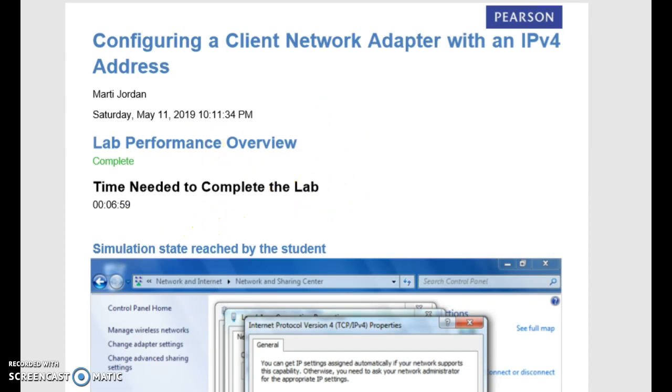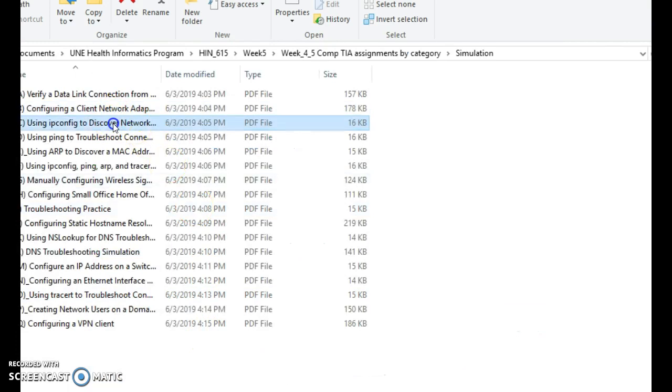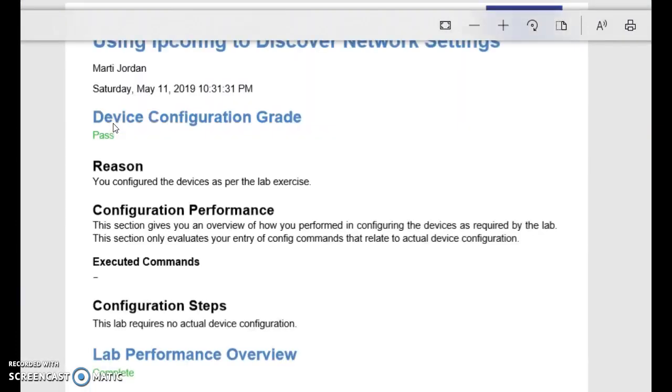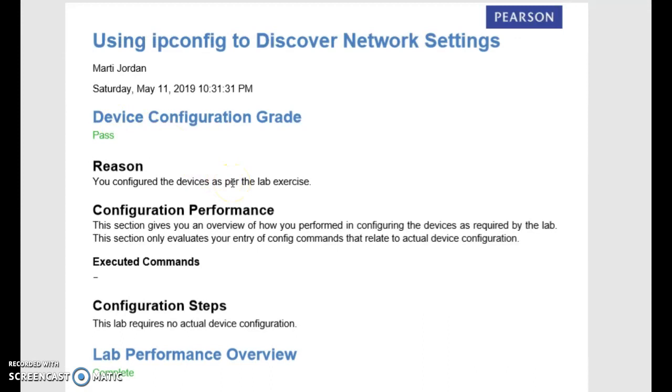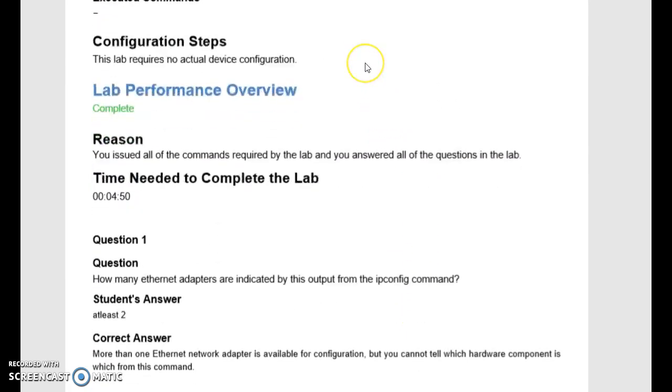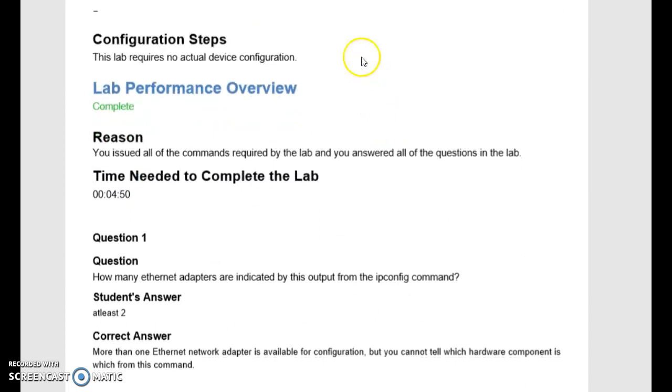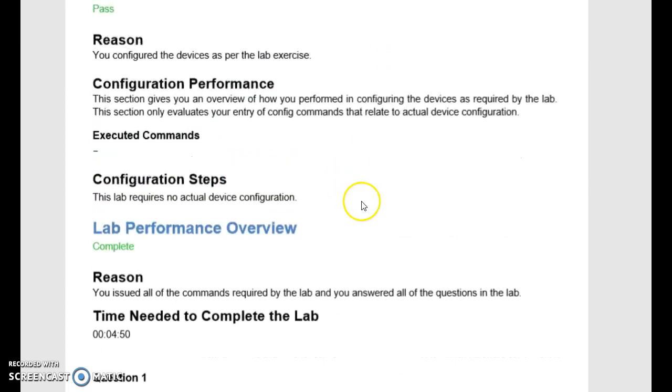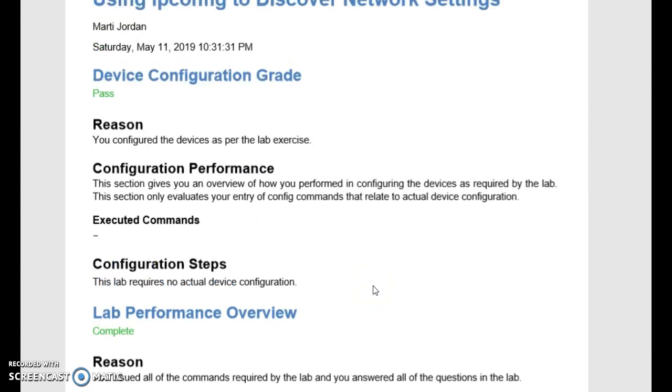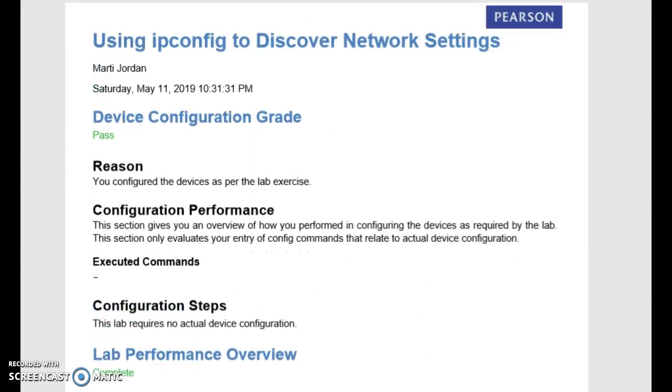And then the next one was using ipconfig to discover network settings. I passed that one. I don't know how long that one took me, but I did that one. I liked these because you had to follow commands, but I don't think I could ever do this again without a manual if I worked in the industry.